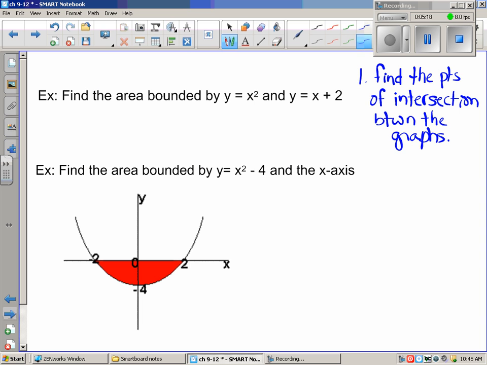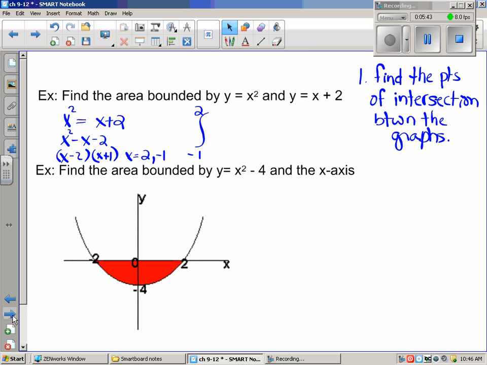And so let's do that first. So that means I first have to say, okay, x squared equals x plus 2. Where does that happen? Where do these crisscross so that I can figure out between them, right? So it'd be x squared minus x minus 2. And so I'd have x minus 2 and x plus 1. So I easily see that it's positive 2 and negative 1. So what that tells me is when I'm doing this integral, it's going to be negative 1 to 2.